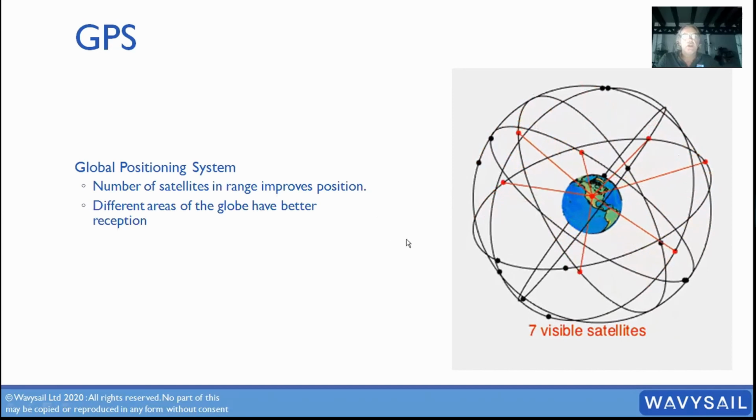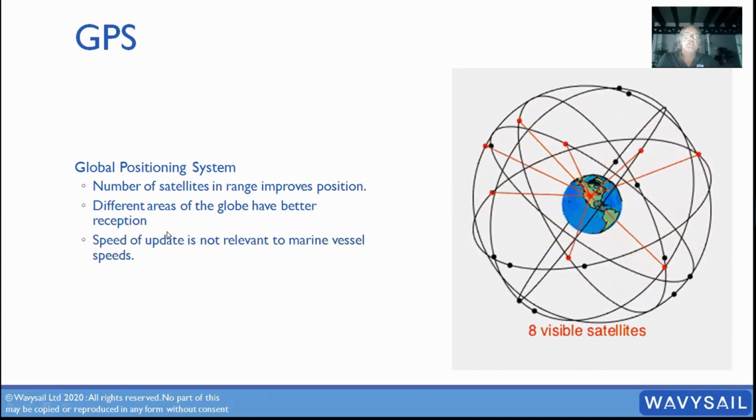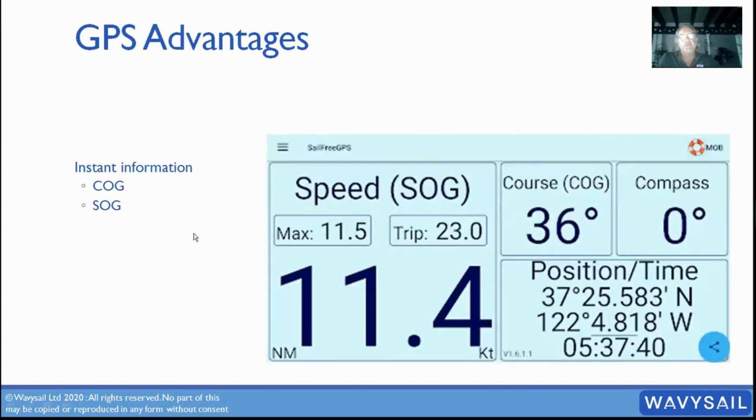Different areas of the globe have better reception, and the speed of the update is not relevant to a marine vessel. Literally, the speed is not relevant to a marine vessel. We move slowly, so it just keeps up with us very easily. So we get instant information. We spoke about course over ground and speed over ground. Speed over ground, course over ground, and obviously a position.